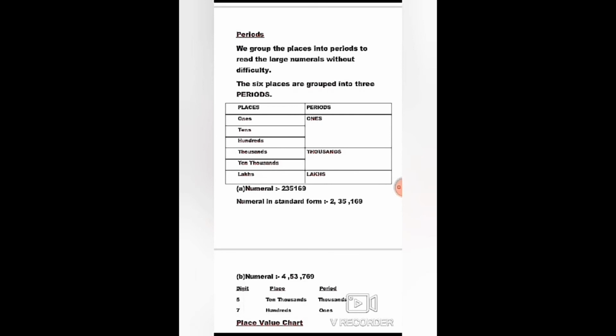And now you have to learn how to write a numeral in standard form. To write a number in standard form, you must give a comma after the periods. That is done here. After the ones period, there is a comma. After the thousands period, there is a comma.